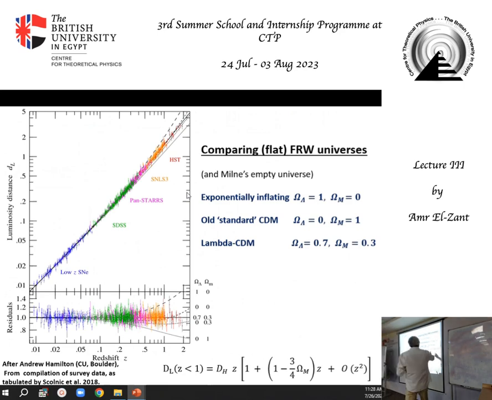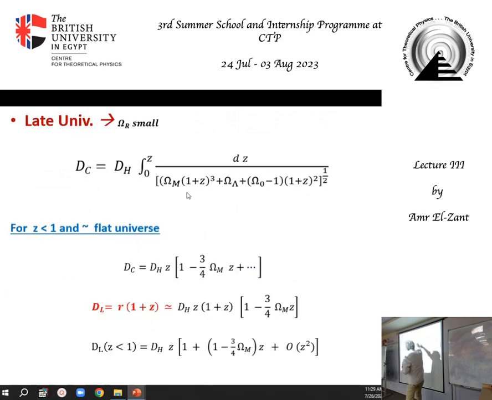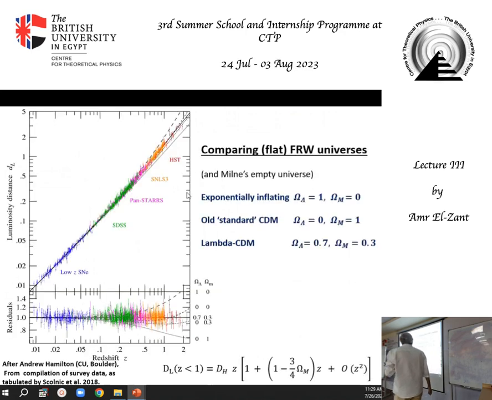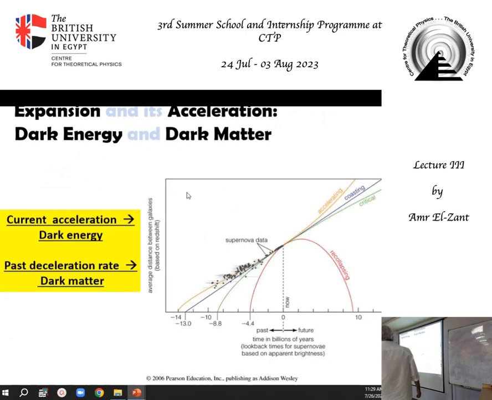And the lambda is determined at 70%. So the parameters are determined here: the H naught, 74 or something, and the omega lambda and omega m, 0.7 and 0.3, whatever. So that's it.